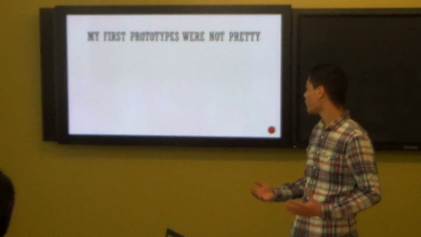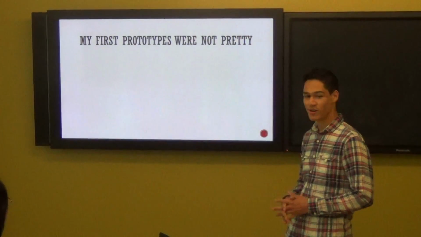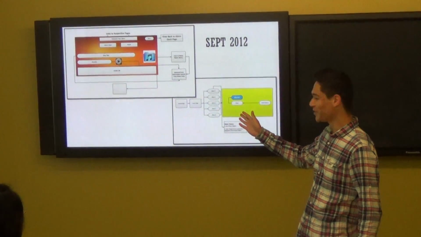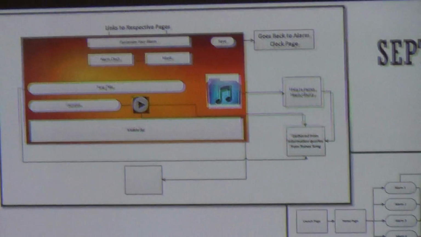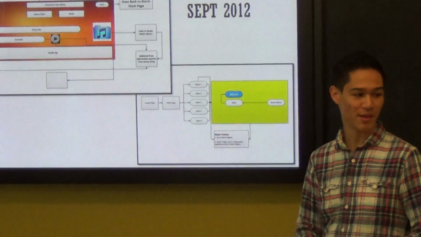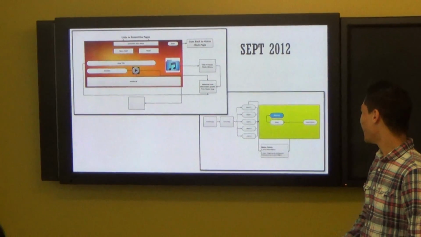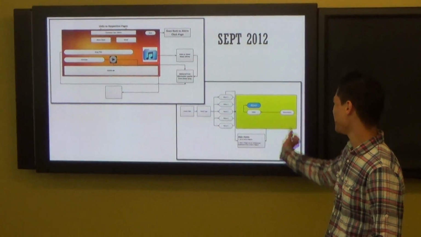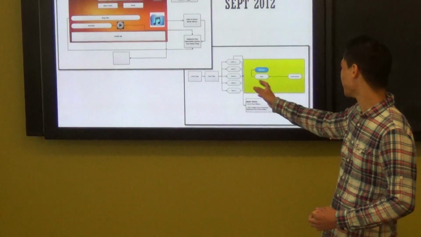First off, I'm just going to say my first prototypes were not pretty. This is what I wanted to build when I first started, a music alarm clock. Technically in October, Apple created a feature that lets you associate your alarm clocks to MP3s, which put that whole idea out. I had no idea what I was doing. I copied and pasted different things in Visio and made that happen.